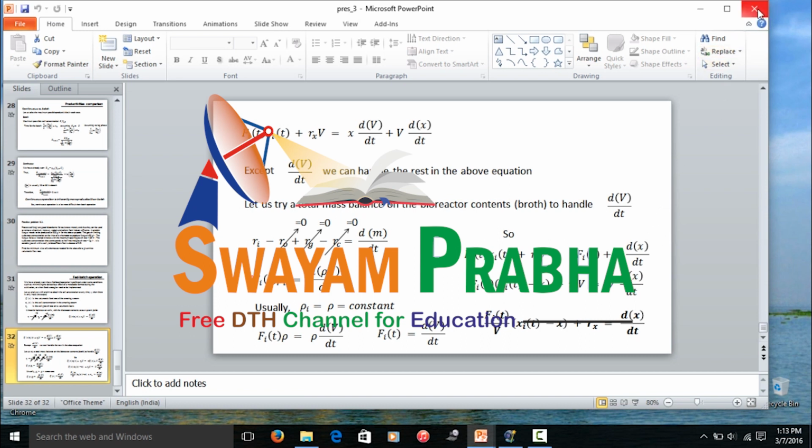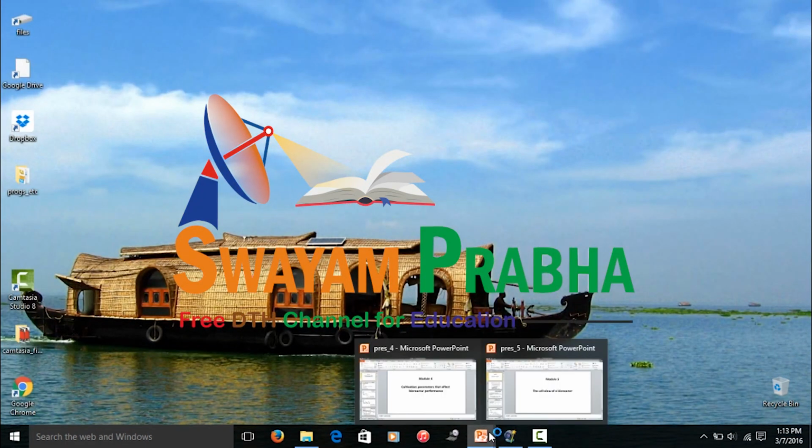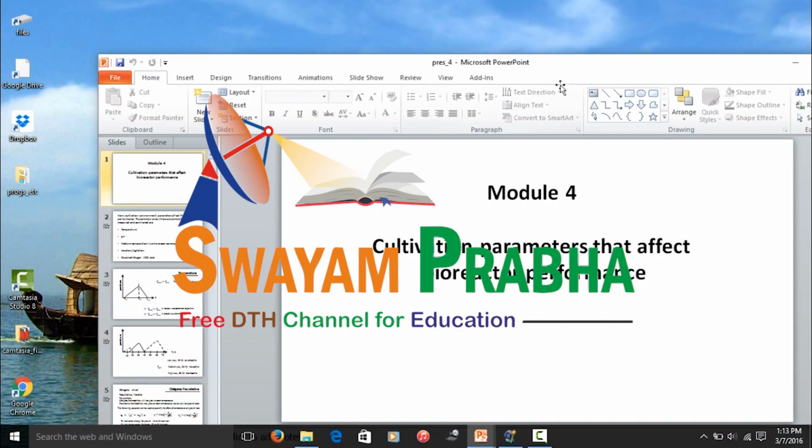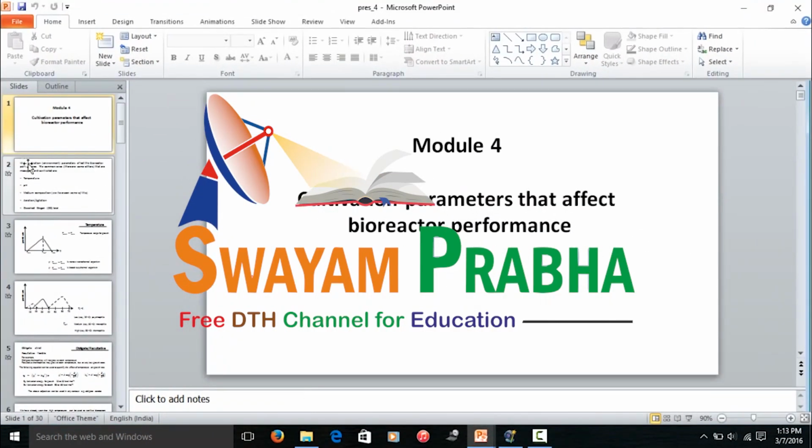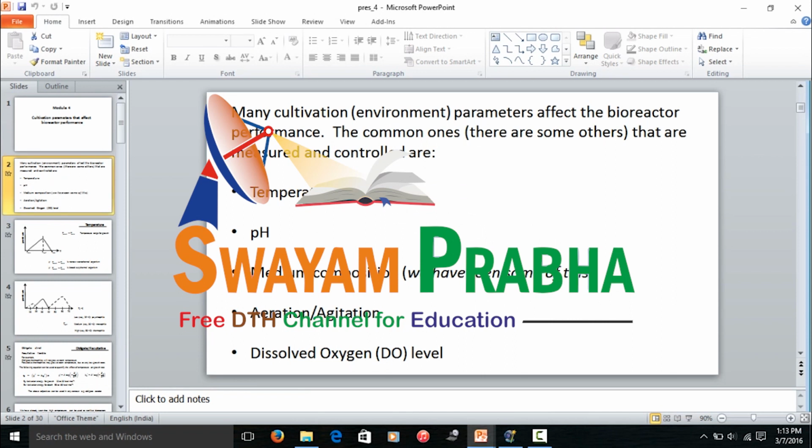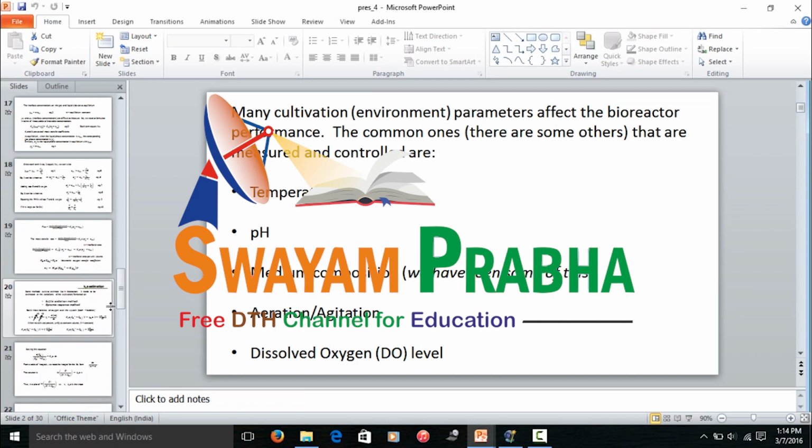Okay, so that was module 3. In module 4, we looked at cultivation parameters that affect bioreactor performance. The cultivation parameters were temperature, pH, medium composition, aeration and agitation, and dissolved oxygen level. Dissolved oxygen level we looked at in great detail, including a KLa measurement methodology, the dynamic response method. We also worked out a problem by which we got a better appreciation of the KLa determination.